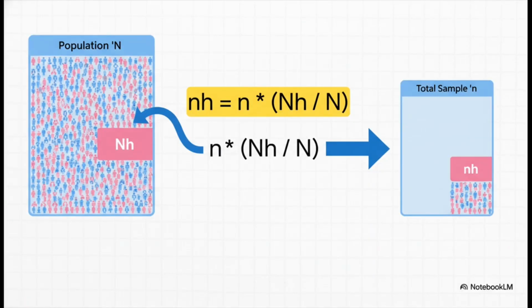Well, it all comes down to this one simple formula. Let's break it down real quick. n_h is the number of people we need to sample from one specific group or stratum. To get that, you take your total sample size n, and you just multiply it by that group's slice of the population pie, which is N_h divided by N. That's it. This little calculation makes sure every group is represented fairly.